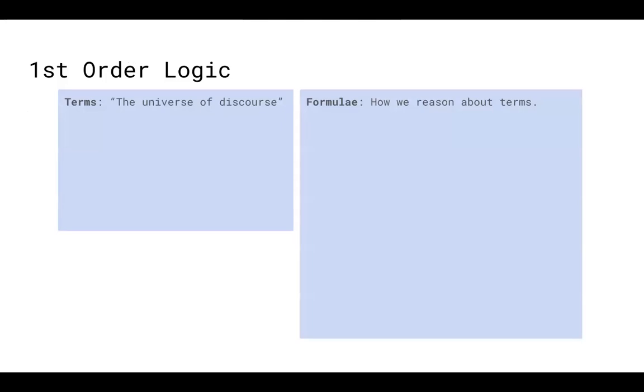Okay, so in first order logic, we have two kinds of things that we need to deal with, namely terms and formulae. Terms are the atoms of our language, and the stuff we make out of those atoms, and they are the universe of discourse. We're going to manipulate terms to build our formulae, which are the substance of our actual reasoning.